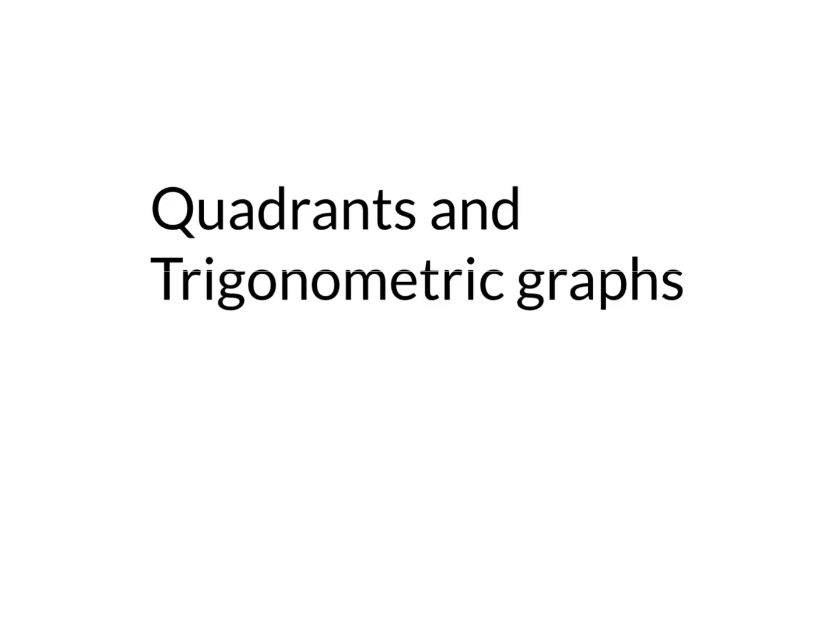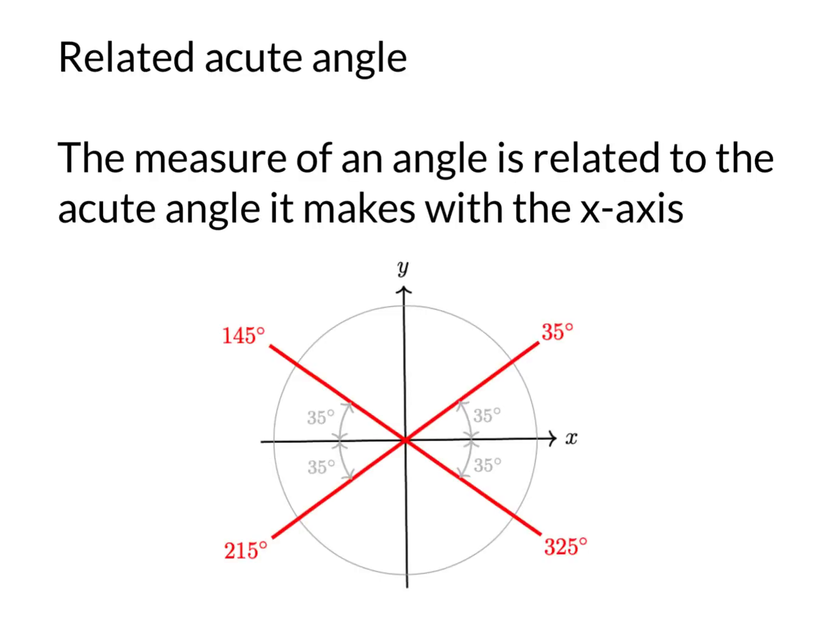Welcome to Quadrants and Trigonometric Graphs. So firstly we're going to have a look at the quadrants. When we look at our reflected acute angles, we measure each angle based on the angle it makes with the x-axis. So 35 degrees is in that first quadrant, and it's 35 degrees with the x-axis.